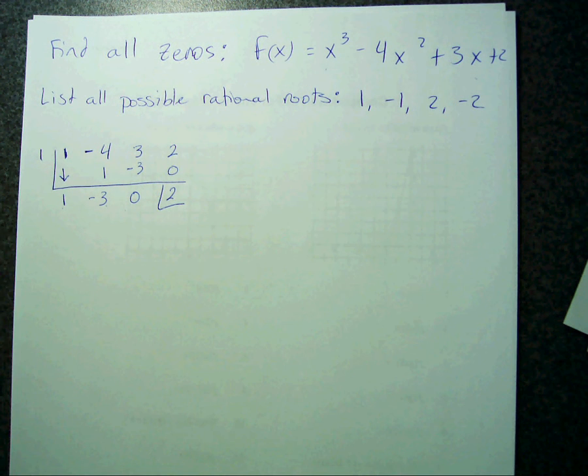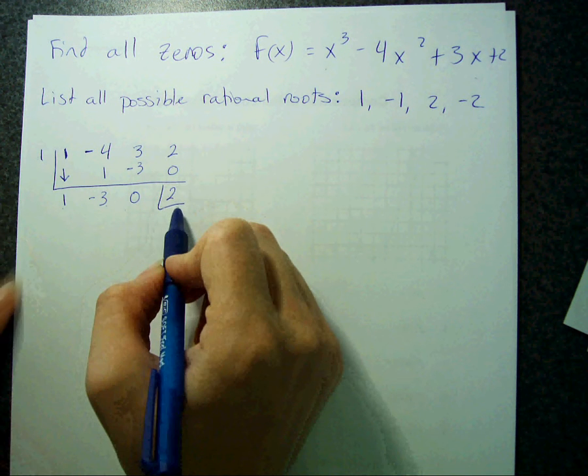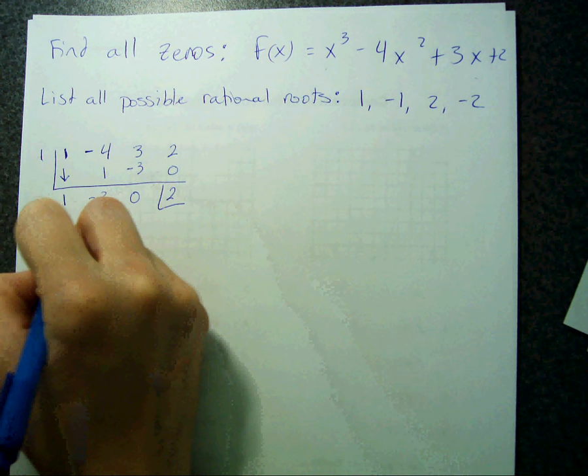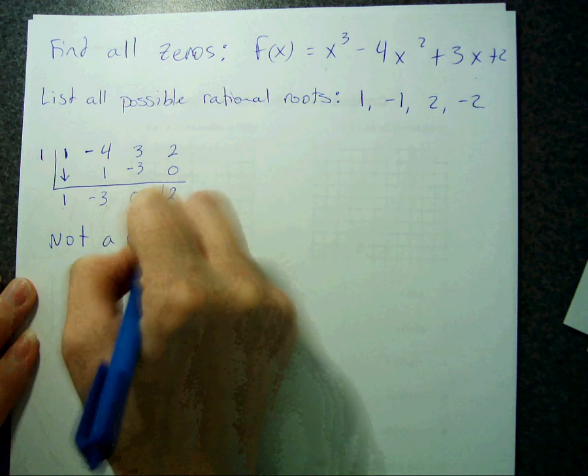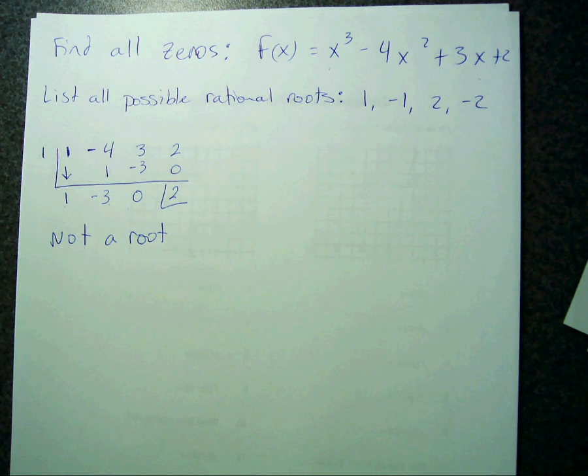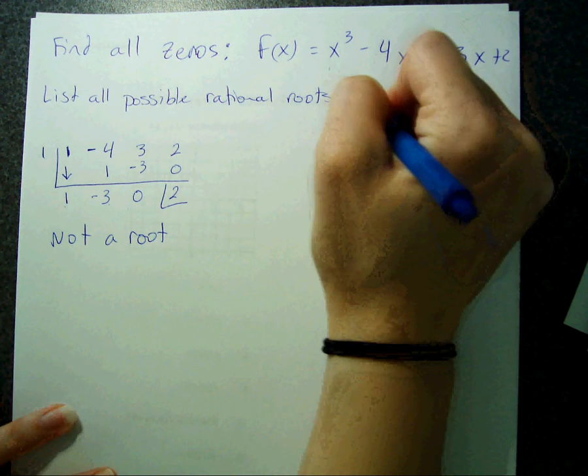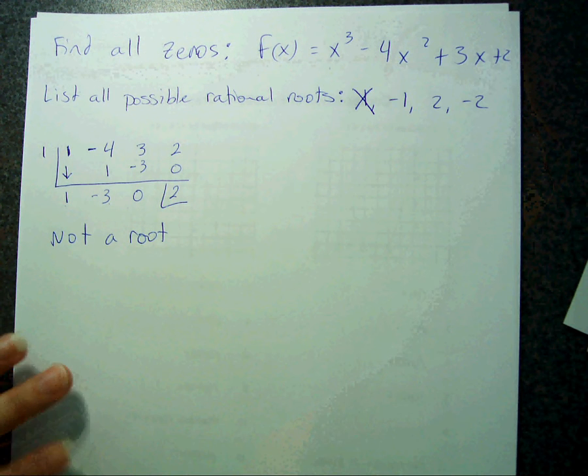In order for it to be a root or a factor, I need the remainder to be 0. So this is not a root or not a factor. X minus 1 is not a factor. 1 is not a root. So I'm going to move on. I know it can't be positive 1, so I'm going to go to negative 1.